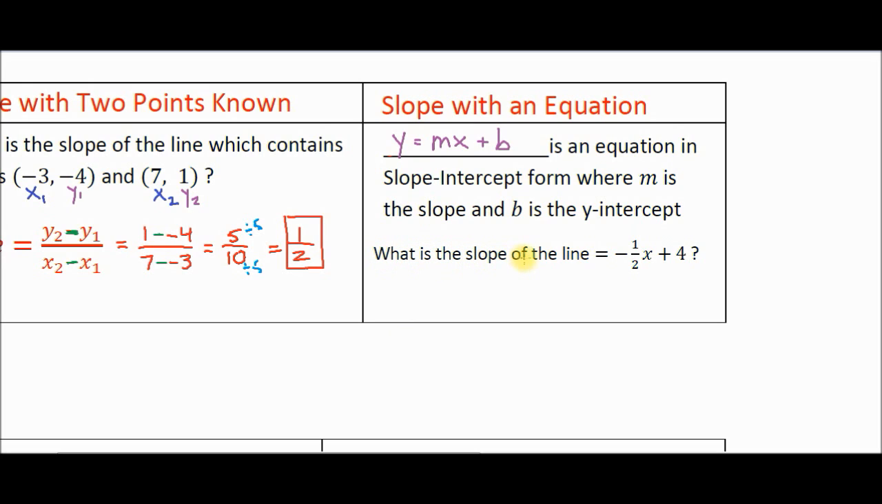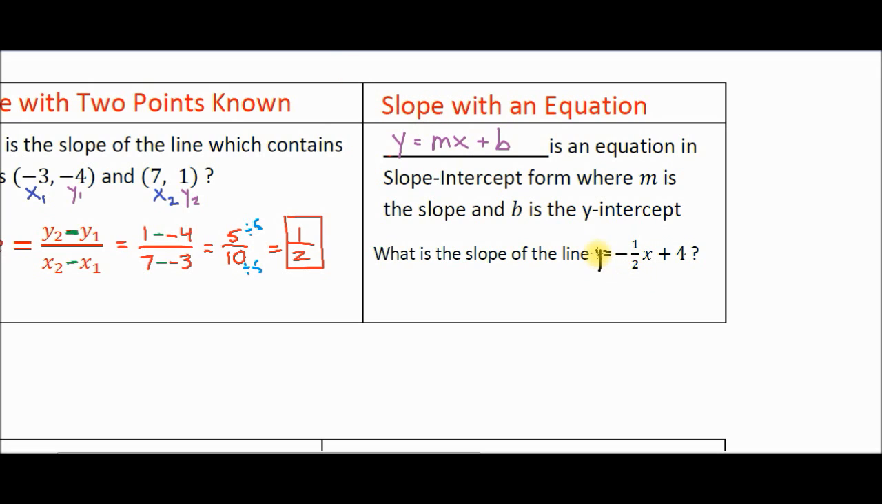What is the slope of the line? And this should actually have a y here. I'm going to fix this. I'm not sure if your flipbook will have the same problem. But let's go ahead and correct this right now. This should say, what is the slope of the line y equals negative 1/2 x plus 4?